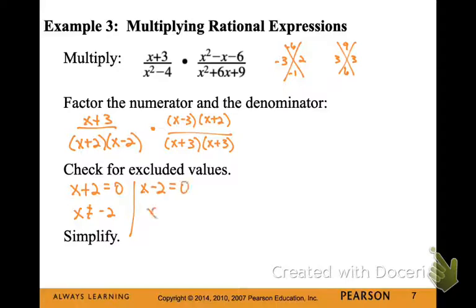So x cannot equal negative 2, x should not equal positive 2, and then we only need to do x plus 3 once. So these should be our 3 excluded values to include with our answer.